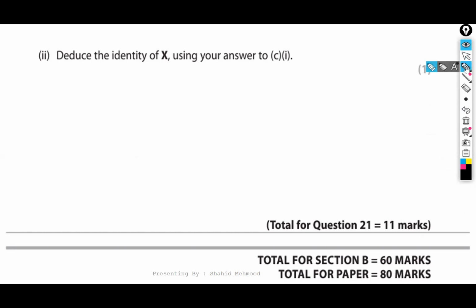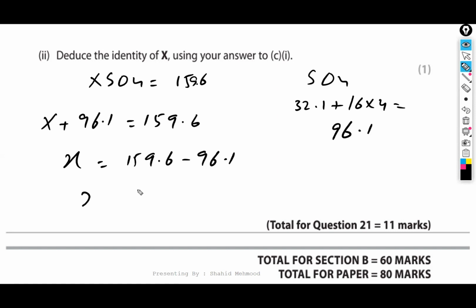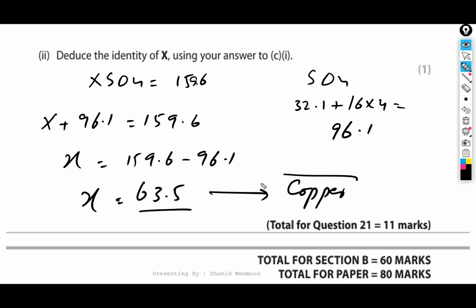And deduce the identity of X using your answer to C1, which is 159.6. Now, the SO4 mass is 32.1 plus 16 times 4, so this is 96.1. So X plus 96.1 is equal to 159.6. So X is equal to 159.6 minus 96.1. X is equal to 63.5. And sure, it is copper. This you can get from the periodic table.